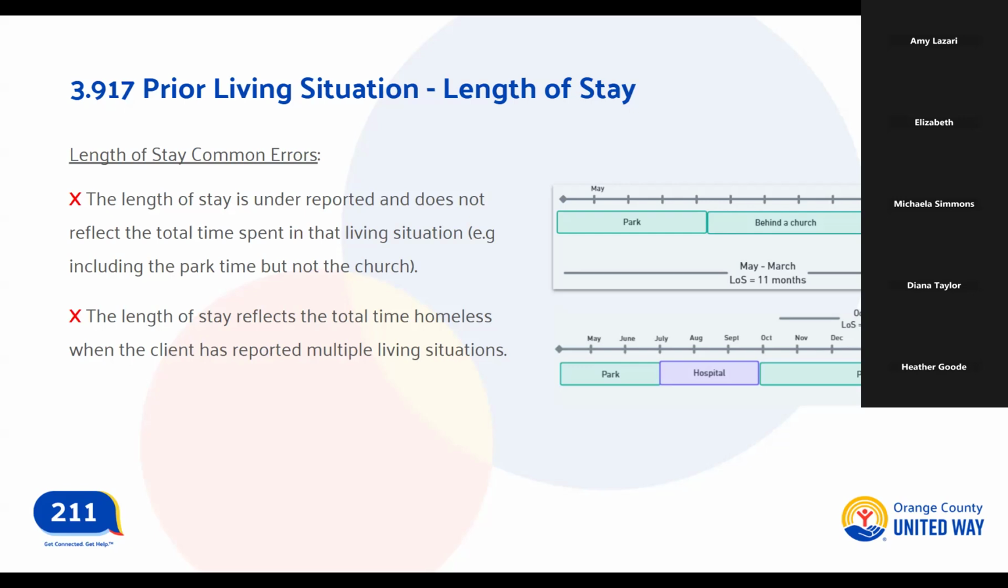Another error includes instances where the total length of stay reflects the total time the client has been homeless when the client has reported multiple types of living situations. In the bottom example, again, we would only want the most recent living situation to be reported, and then we're going to record the length of stay for that most recent living situation.